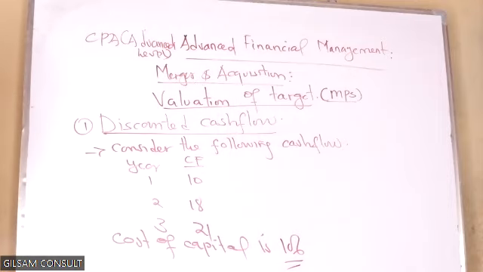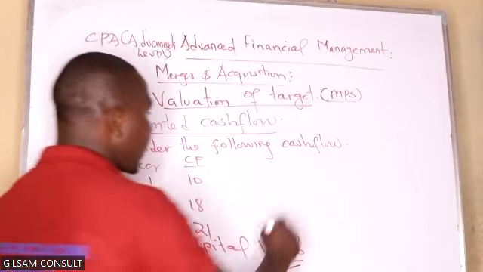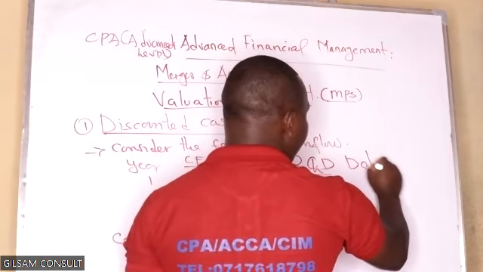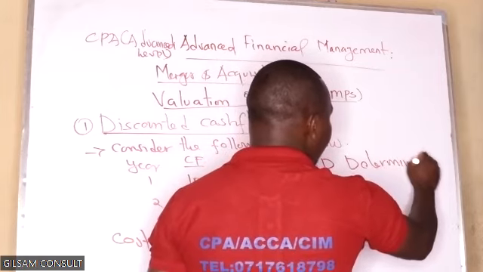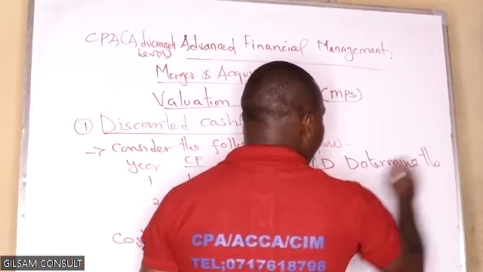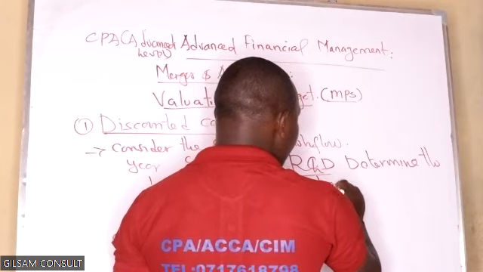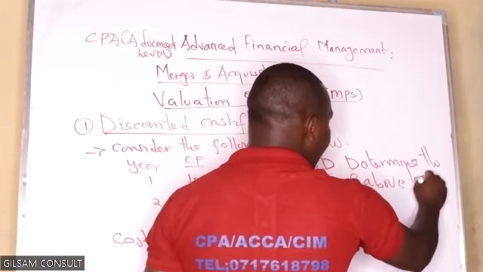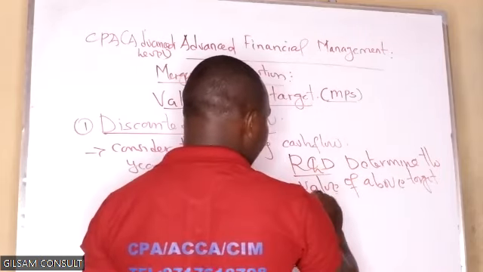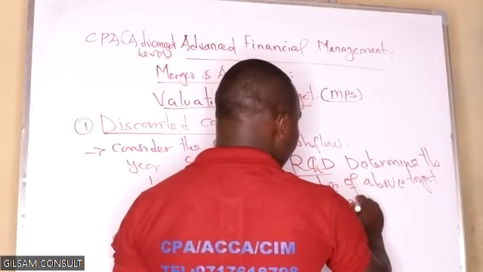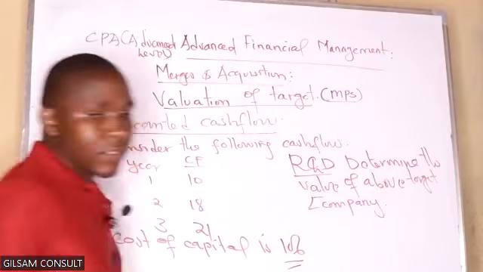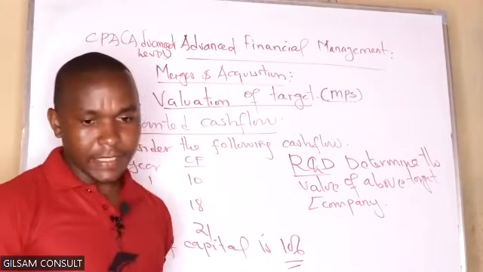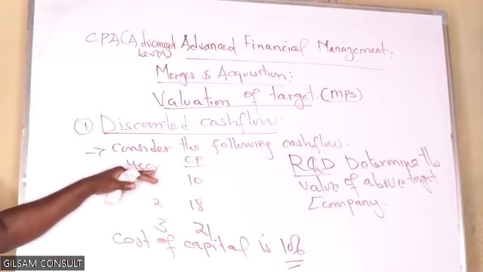Required, determine the value of the above target company. So we are being required to get the value of the target company, given this discounting cash flow.